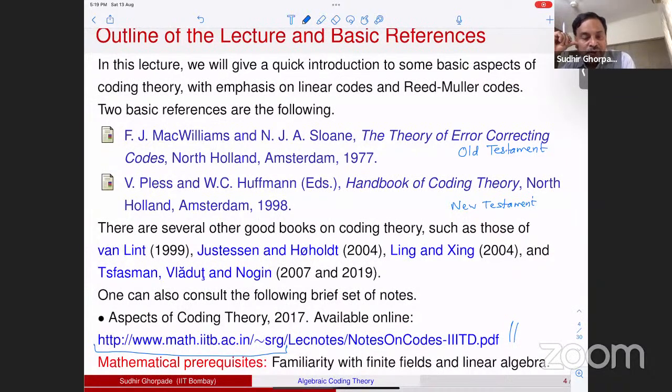What is it that I'm going to assume in this lecture? The mathematical prerequisite: I would like you to have some familiarity with finite fields and linear algebra. I think linear algebra is something that most people here would be familiar with. Finite fields, several of you would be familiar with. So I want to begin with one slide on finite fields to tell you what they are.